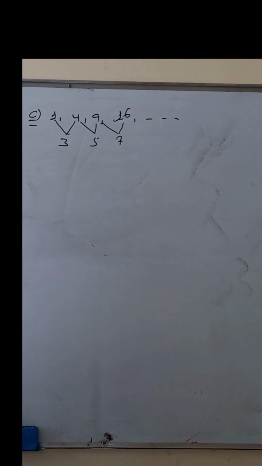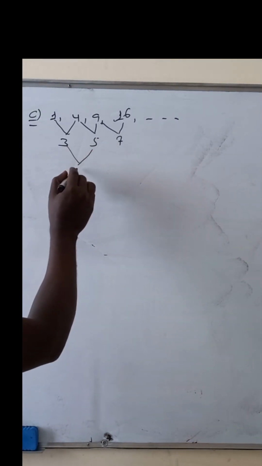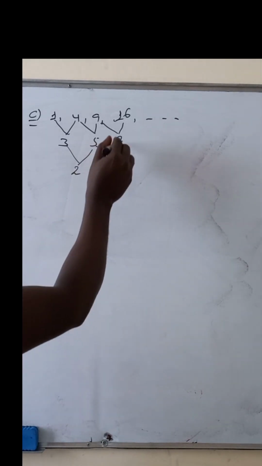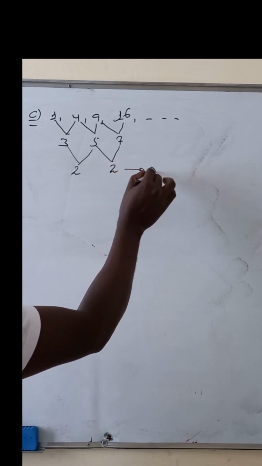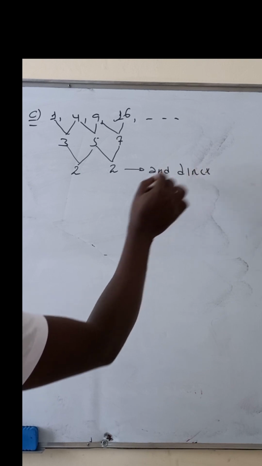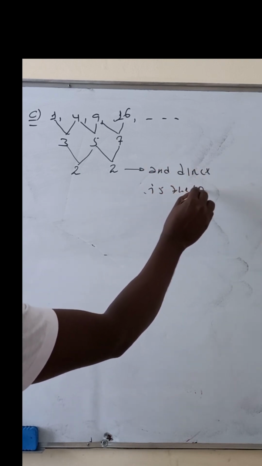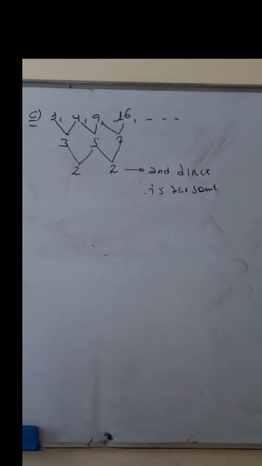So let me check whether the second difference is the same or not. What's the difference of these? It is 2, because 5 minus 3 will be 2, and 7 minus 5 is again 2. So the second difference between terms is the same. If the second difference between the terms is the same, then it is going to be quadratic.